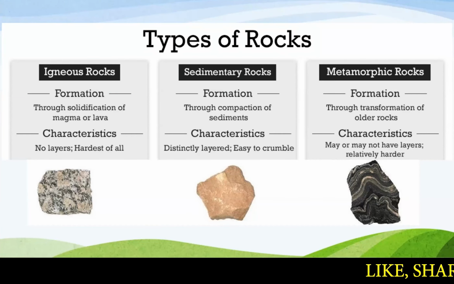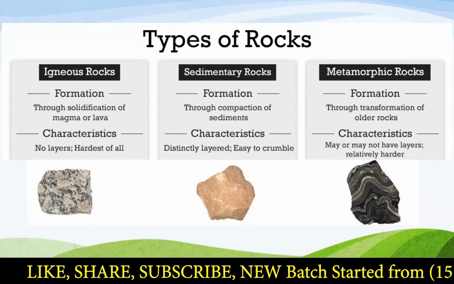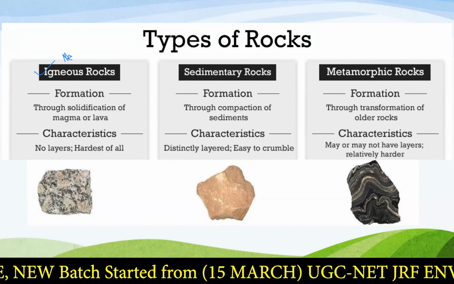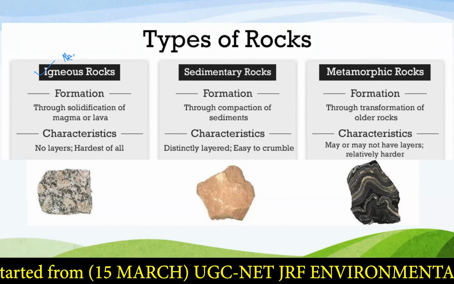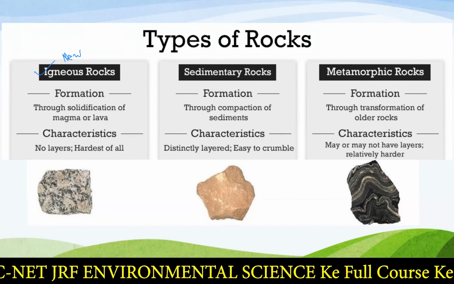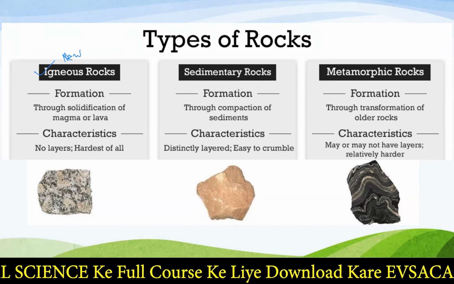The next thing that we have to discuss here is the types of rocks. I have told you already that there are three types of rocks you can find in the environment. The very first is igneous rocks, which are also called new rocks. So that's why the water present in the igneous rocks is also called new water. Then we have the sedimentary rocks, the second type of rock. And then we have the third type of rock, which is called the metamorphic rock.